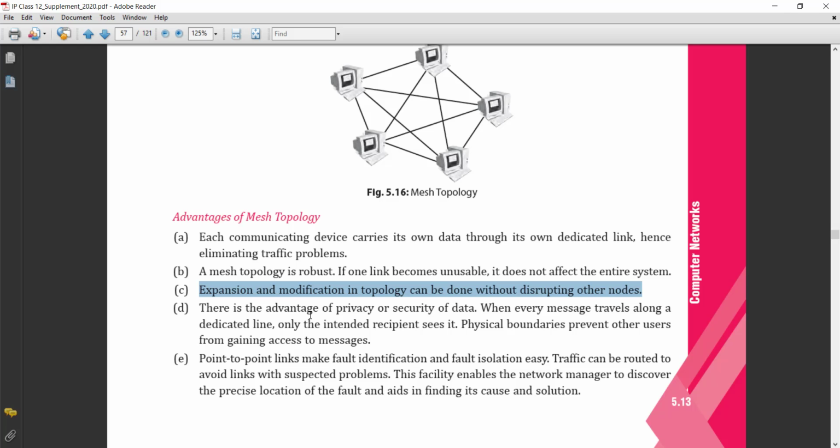There is also the advantage of privacy and security of data, because our data transmission is point to point. It does not broadcast the signal; it transmits directly to the receiving node. So that's why there is the advantage of privacy and security of data. Point-to-point links make fault identification and fault isolation easy. In point to point, these features come. So you only note the single line.